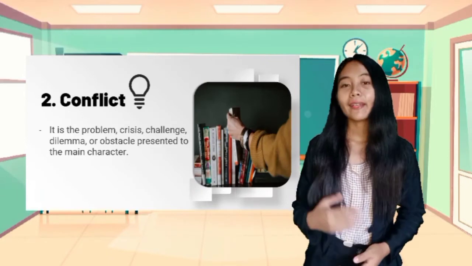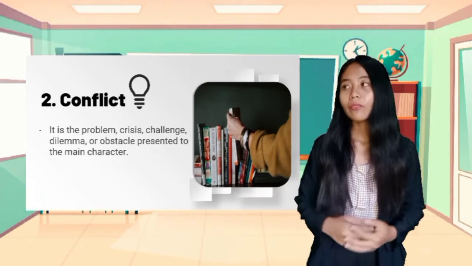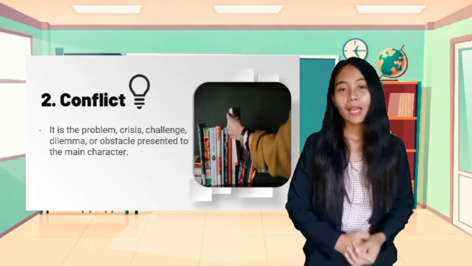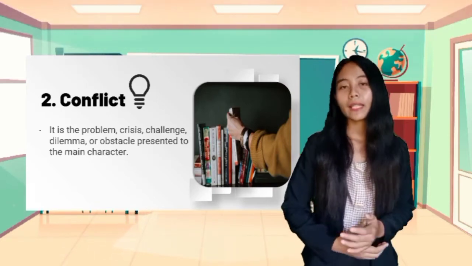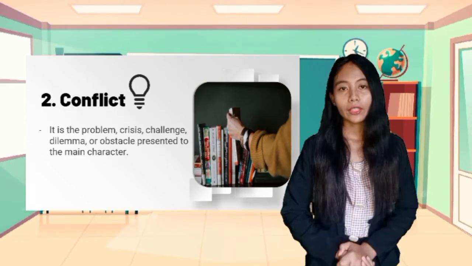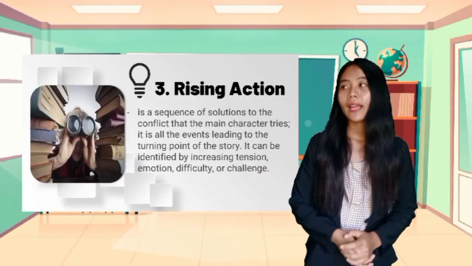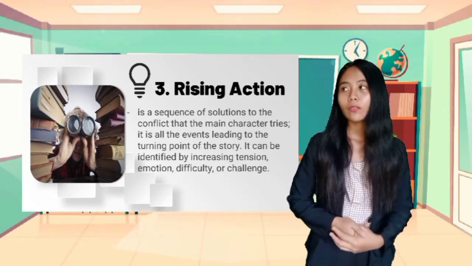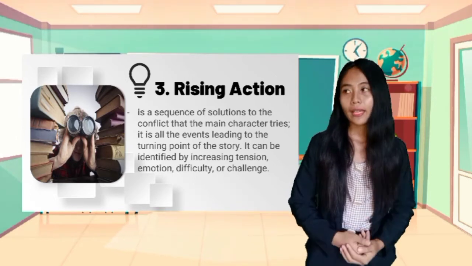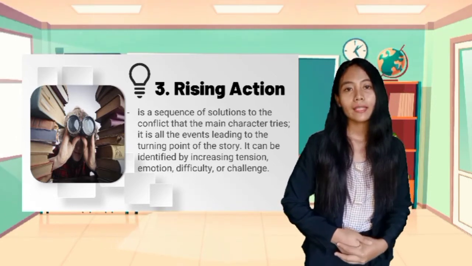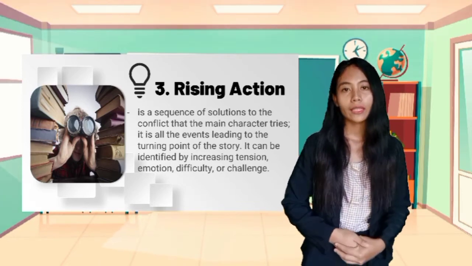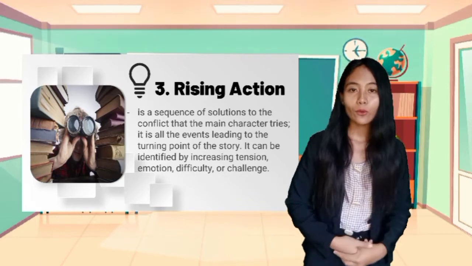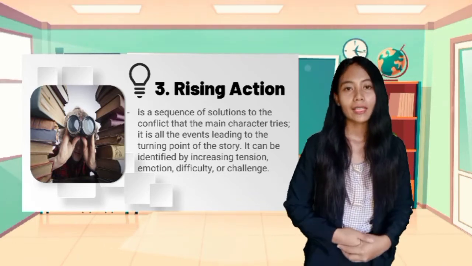Next element is the conflict. From the word conflict, it is the problem, crisis, challenge, dilemma, or the obstacle presented to the main character. Next, we have the rising action. It is the sequence of solutions to the conflict that the main character tries. It is all the events leading to the turning point of the story. It can be identified by the increasing tension, emotion, difficulty, or challenge.